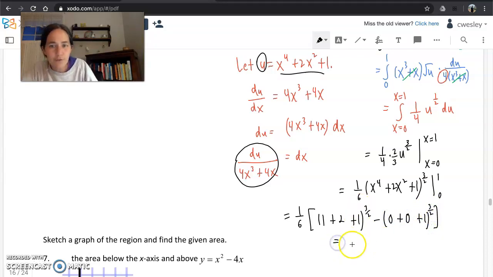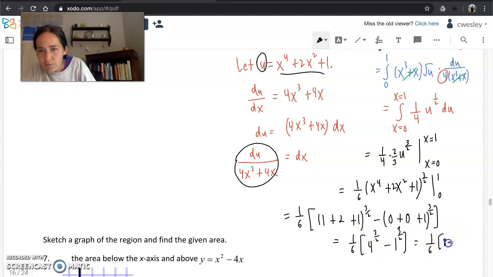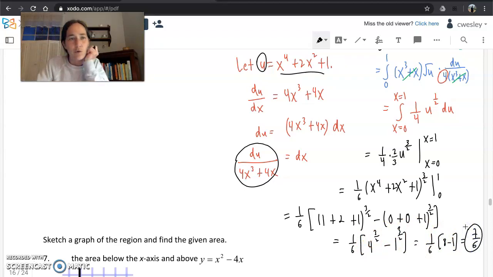Okay, pause, feel free to simplify slowly. This is going to be 4 to the 3/2 minus 1 to the 3/2. And you get 1/6 of, I think, 8 minus 1. Exact value answer 7/6. You could also give me that answer as a decimal, 1 and a 6 would work too. I'm going to leave the rest to you.